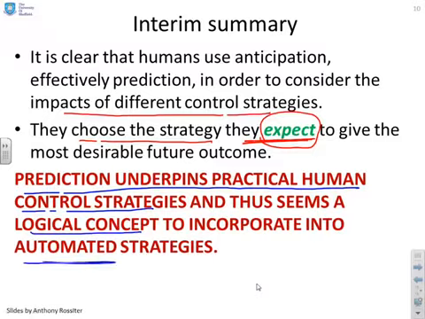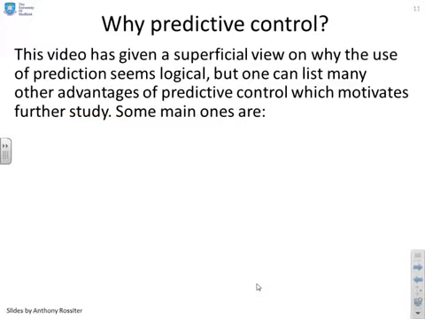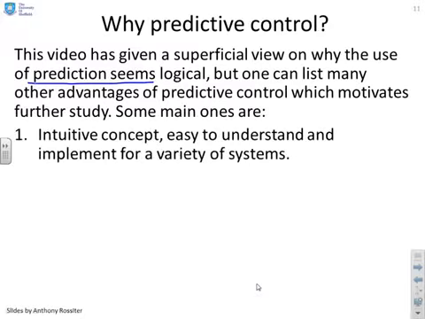and therefore you might say it seems a logical concept to incorporate into any automated strategies. Now, just to finish, why might you want to look at a video series or course on predictive control? So far we've given a relatively superficial view on why the use of prediction seems logical, and you can list many other advantages of predictive control which motivate further study. So here are some of them.